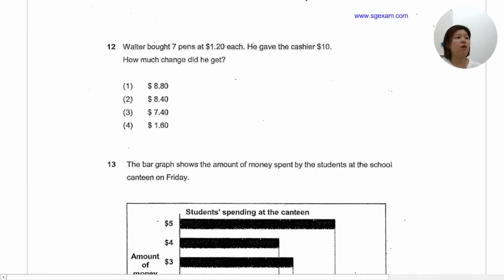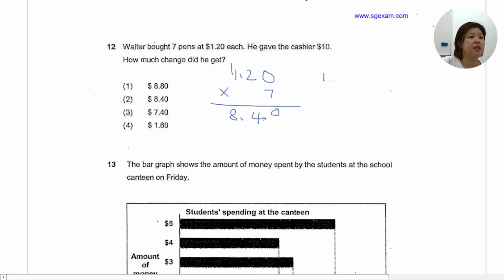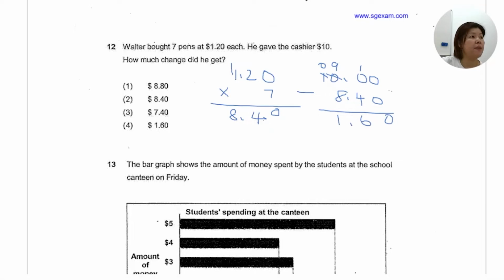Let's move on. Walter bought 7 pens at $1.20 each, gave the cashier $10. How much change would he get? So 120 times 7. Let's do the working. 0, 14 carry 1, $8.40. And you need to find the change. Please remember to put your decimal place. So 0, 0, and you need to borrow from your neighbor. So it's 6, $1.60.